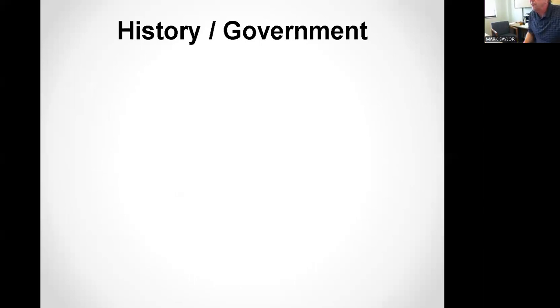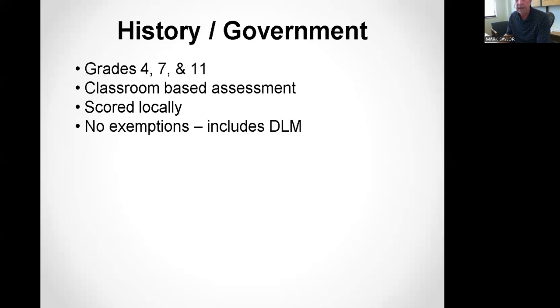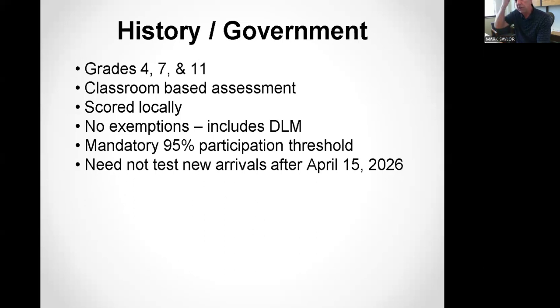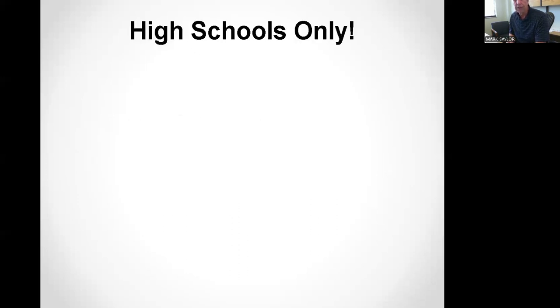Okay, as far as history government goes, we are going to test that in grades 4, 7, and 11. It's classroom-based assessment only. You score it at the school level. Everybody has to take it, including the DLM kids. Got to hit 95% or we're in trouble. And anybody that shows up after April 15th, they don't have to worry about it. The main contact person on this is going to be Leslie Nelson, and her extension is 4114.